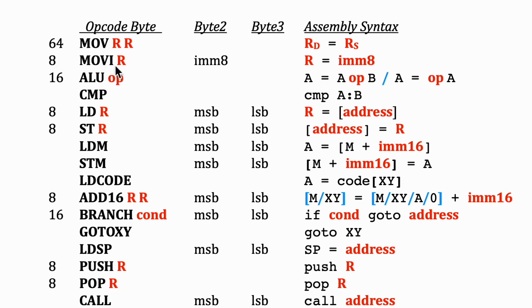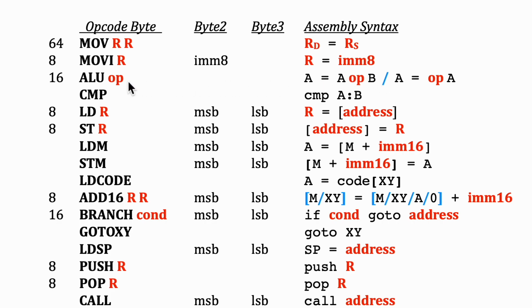Next, the move immediate instruction is a 2-byte instruction, so the second byte is an immediate 8-bit value which is moved into one of the registers. Next, we have the ALU group. There are 16 of these different instructions, and a 4-bit value in the opcode determines which instruction it is. This includes things like the logical operations, the arithmetic operations, and the shift operations.